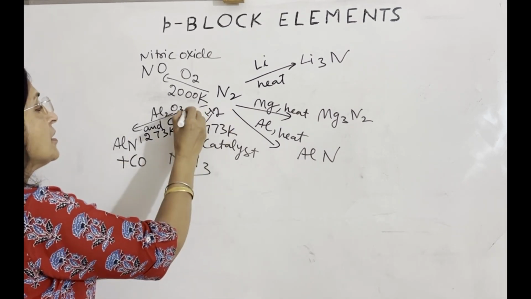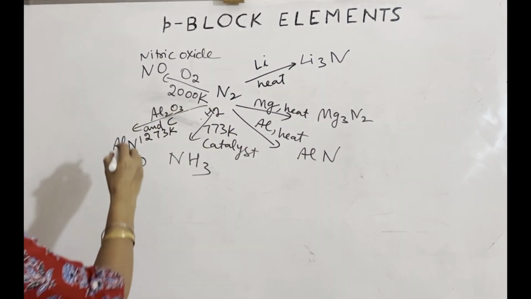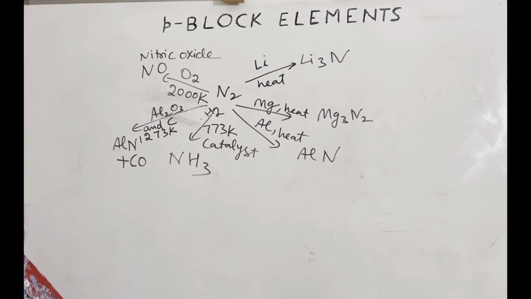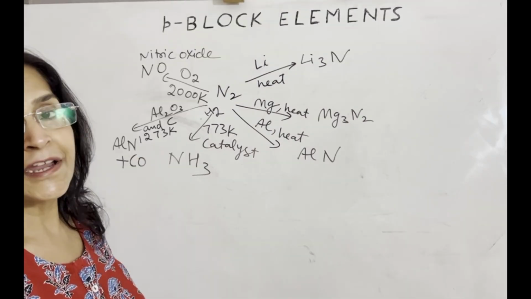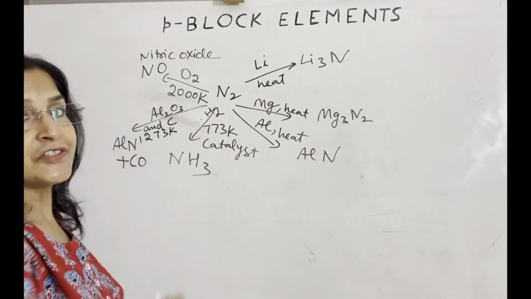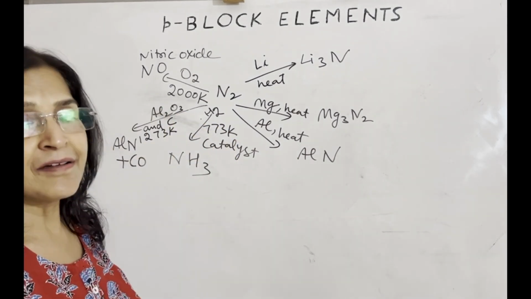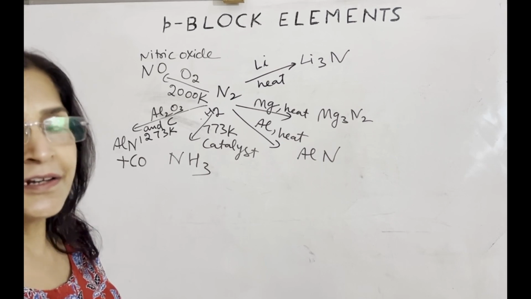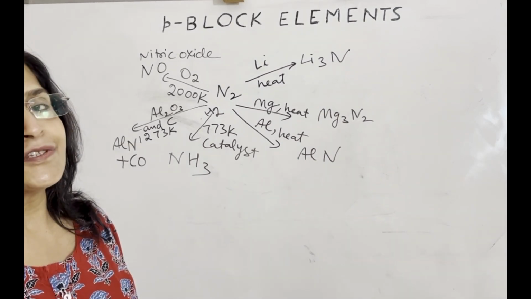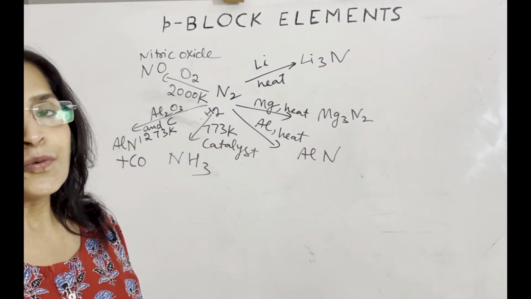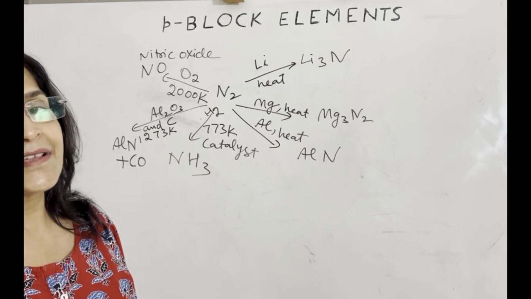And nitrogen reacts with alumina. Aluminium nitride forms and carbon monoxide forms. Uses of nitrogen: it is used to manufacture ammonia by Haber's process. It is used to purify alumina. It is used to provide inert atmosphere. Liquid nitrogen is used as a refrigerant to preserve biological material and food items.